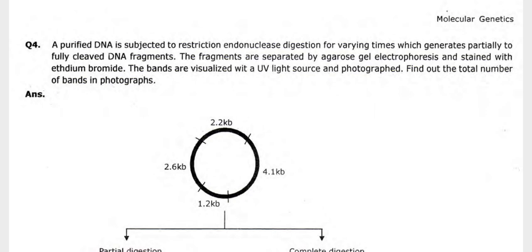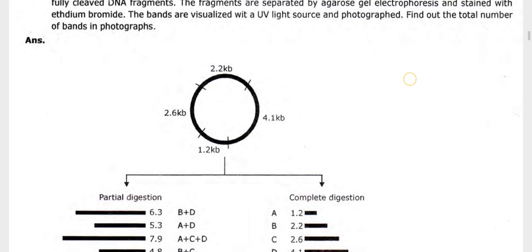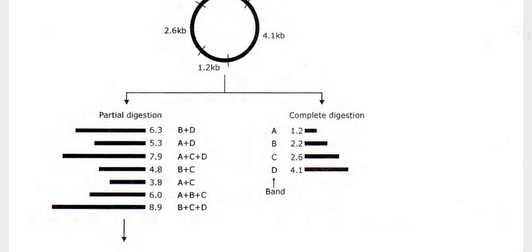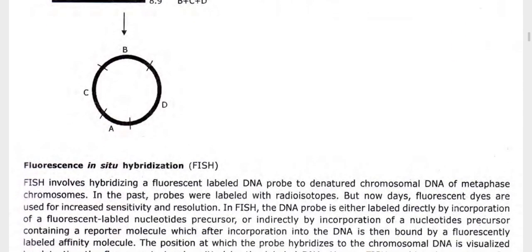fully cleaved DNA fragments. The fragments are separated by agarose gel electrophoresis and stained with ethidium bromide. The bands are visualized with the help of a UV light source and photographed. Find out the total number of bands in the photograph. The figure is shown. After that, partial digestion takes place. Then complete digestion is also happening.